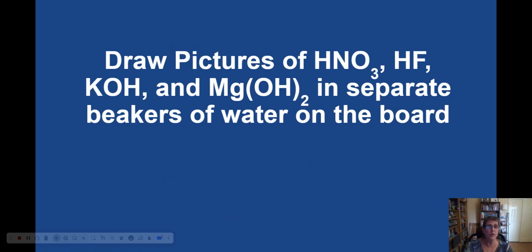All right, let's draw some beaker drawings. You're going to draw a beaker drawing of HNO3. It has an H in front, so what kind of chemical is that? HF, it has an H in front, so what kind of chemical is that? KOH, it has an OH in it, so that should tell you what kind of chemical that is. And MgOH2. So I want you to draw little squares that are beakers of water. Draw 4 of them. And draw what you think HNO3, HF, KOH, and MgOH look like in those 4 beakers.